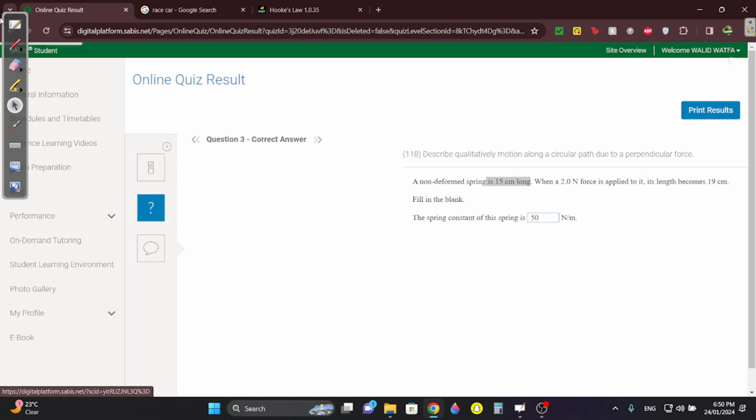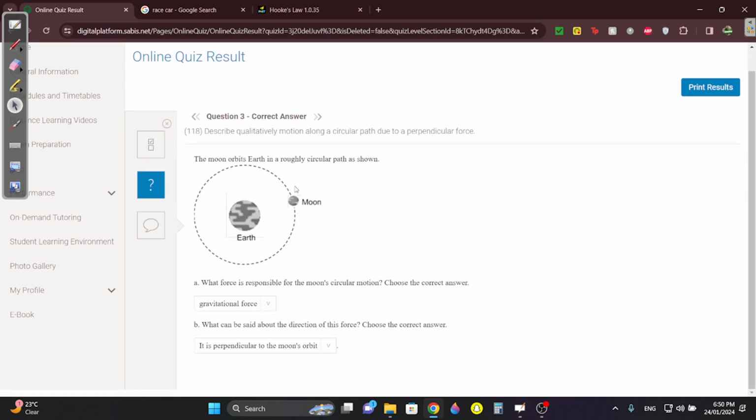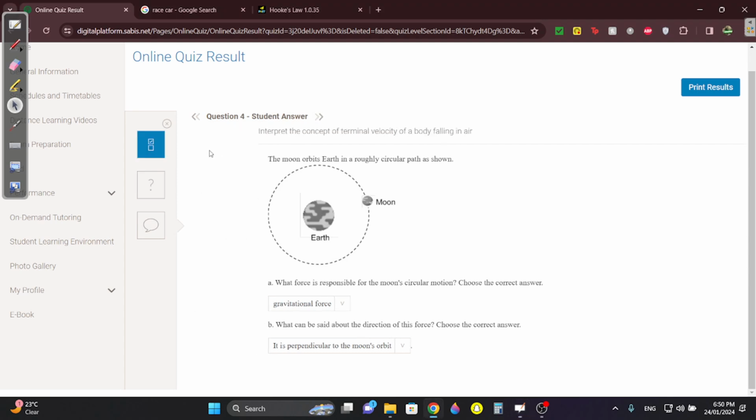Okay, question 3. The moon is orbiting the Earth. What force is responsible for the moon's circular motion? Obviously, gravity. And what can be said about the direction of this force? It's perpendicular to the moon's orbit. This one, just memorize it, honestly. Whenever you have a circle, the force is going to be perpendicular. If you draw the normal, it's going to be perpendicular. It's a bad drawing, but you get my point. Whenever you have a circular motion, it's perpendicular.